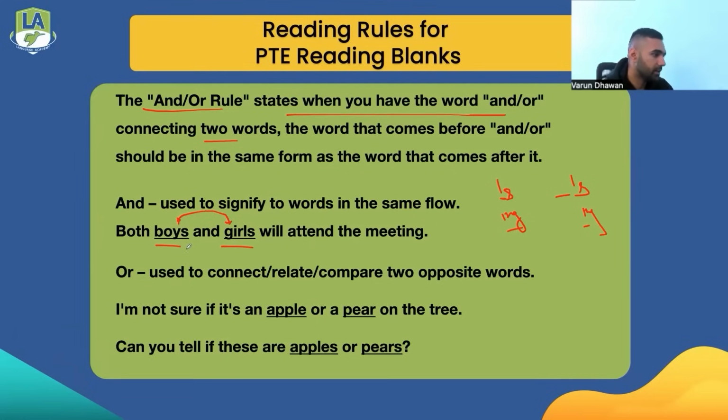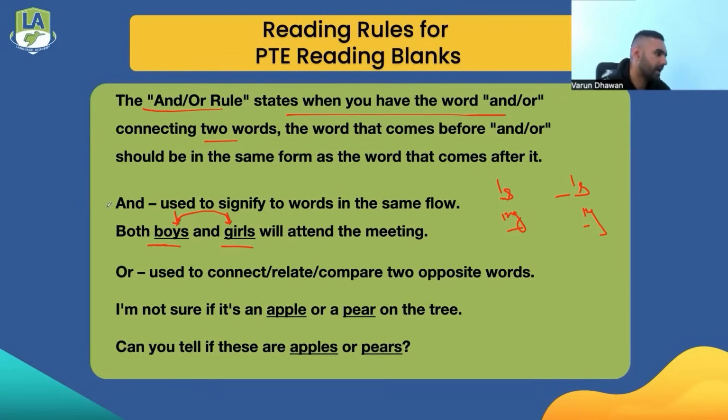We enjoyed and played together. You'll never say we enjoyed and play together. So if this is ED, this has to be ED as well. We were playing and laughing at the same time. You will never say we were playing and laugh at the same time. So very important with and or, you have to use words with the same base form or same form.